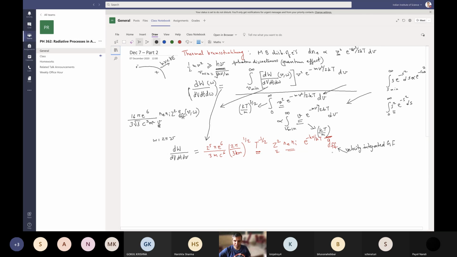And this is actually related to the earlier one. This is just the integral of this Gaunt factor when you integrate over all velocities. That's what you get, and it is weighted in a certain way. It is weighted with respect to the Maxwell-Boltzmann distribution in a certain way.